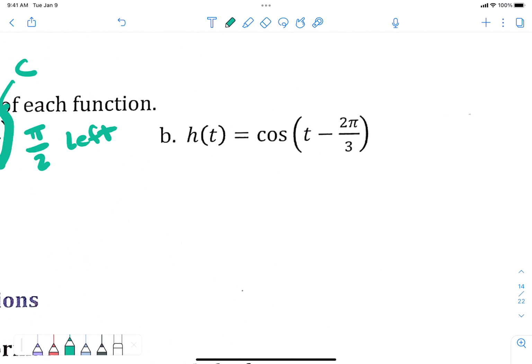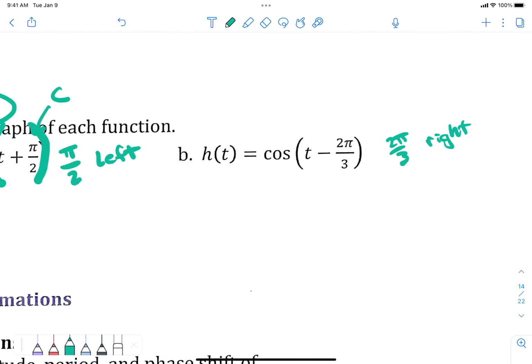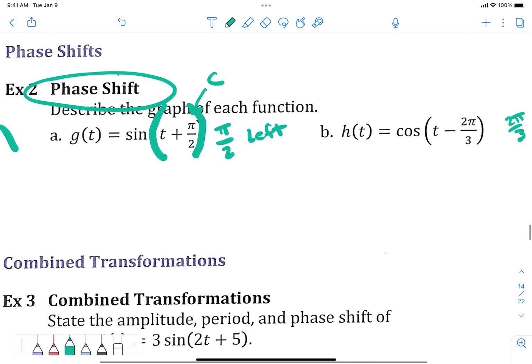Okay, now let's go over to part B before we graph this. This guy is shifting 2 pi over 3 to the right, because minus means right. Plus means left, minus means right, yes? Yeah. Okay, let's go graph sine.